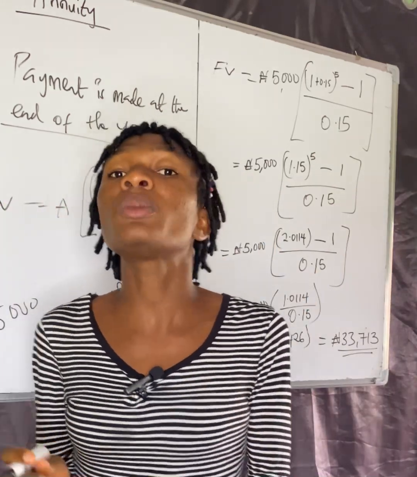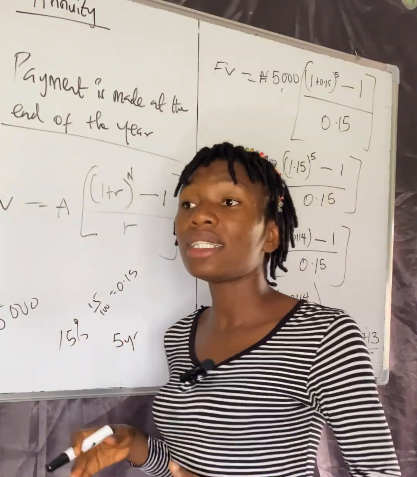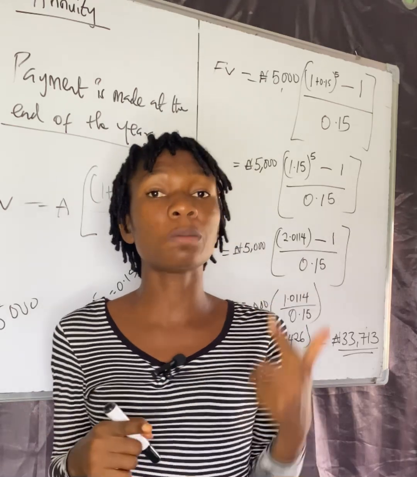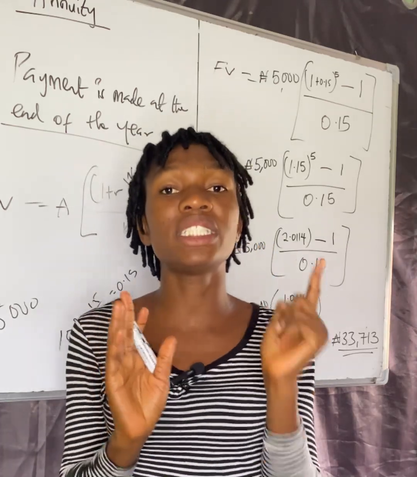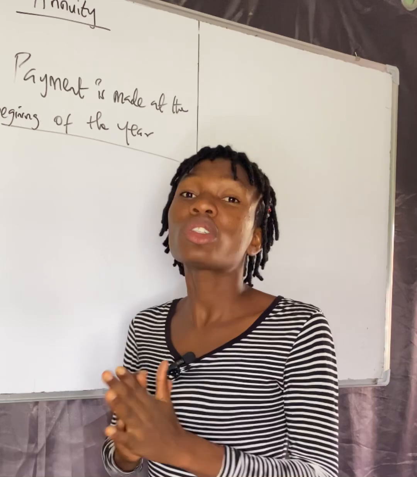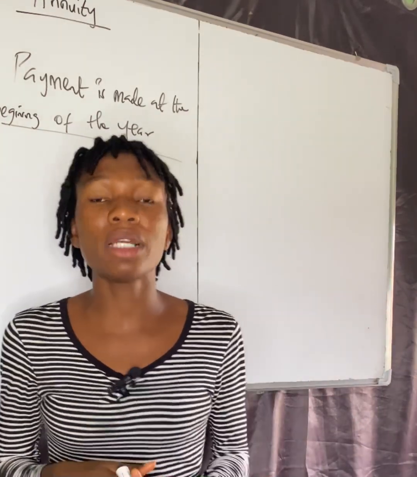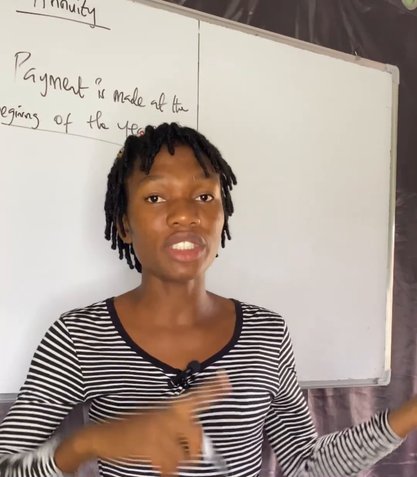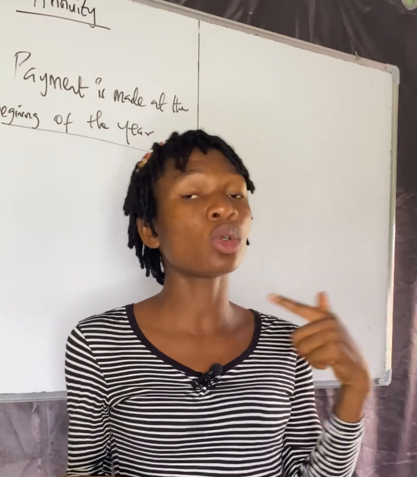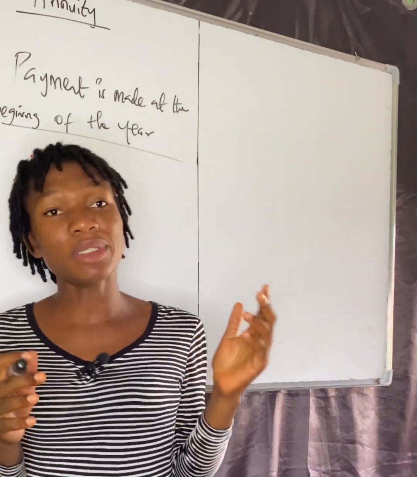All right, so we're going to be using this same illustration, but in this case we are going to be saying that payment was made at the beginning of the year. That's for the second instance. All right, so for the second instance, we're having that payment was made at the beginning of the year. That is the reverse. So payment was made in this case at the beginning of the year.